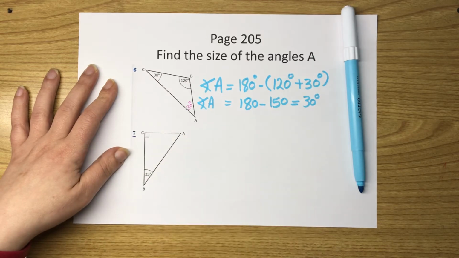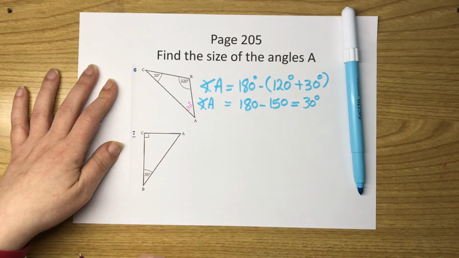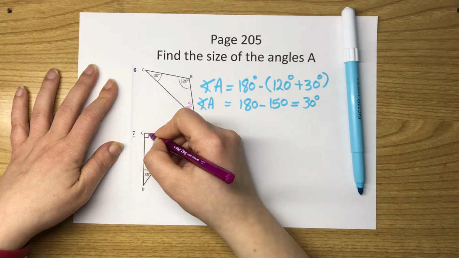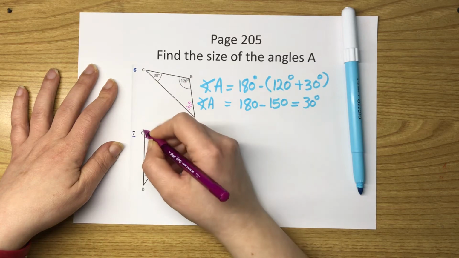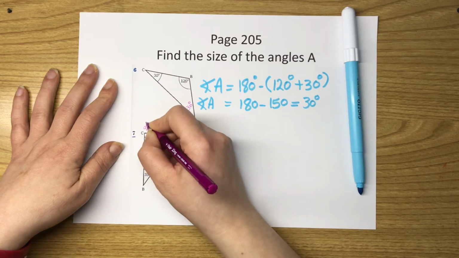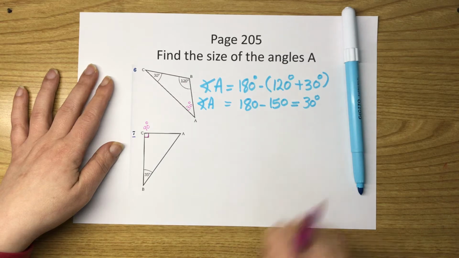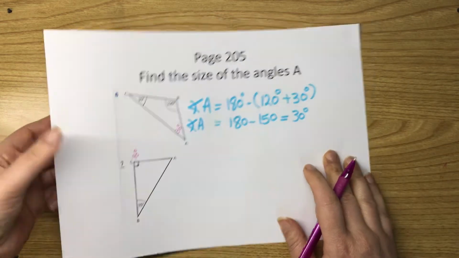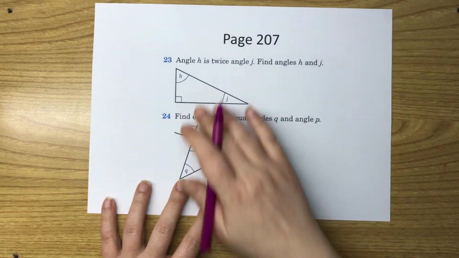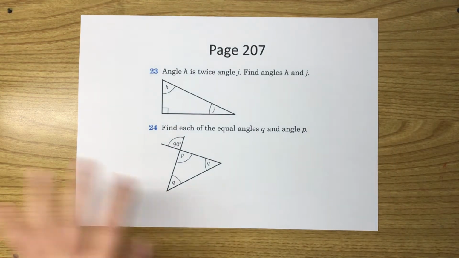Okay, but this one is going to be homework, question number 7. But remember, when you see a square on any triangle, that means this angle equals 90 degrees, okay? Next. Okay, those two questions on page 207.